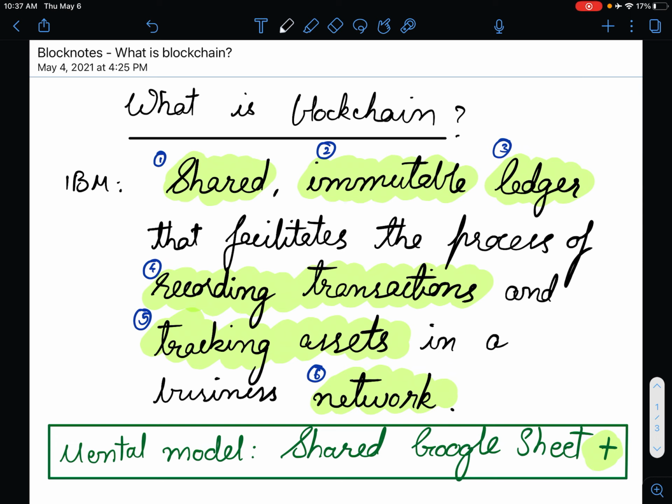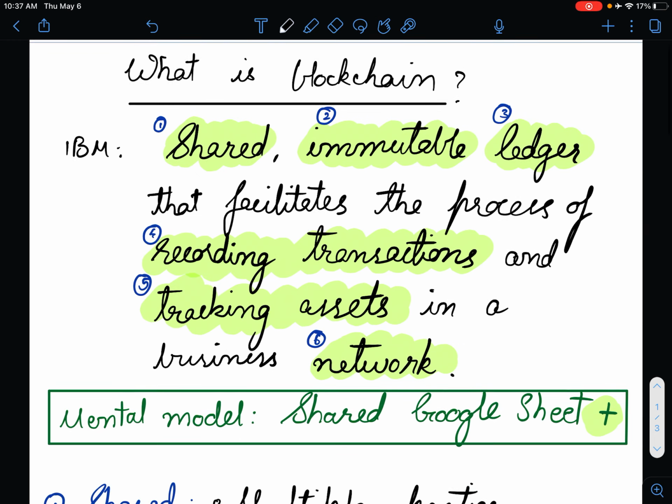And as we do that, just keep in mind a shared Google Sheet that you probably shared with your friends or your colleagues or your supply chain partners, and we'll build on top of that till we get to a blockchain. And we'll call out the differences between a centralized database versus a blockchain-based decentralized database as we go along.